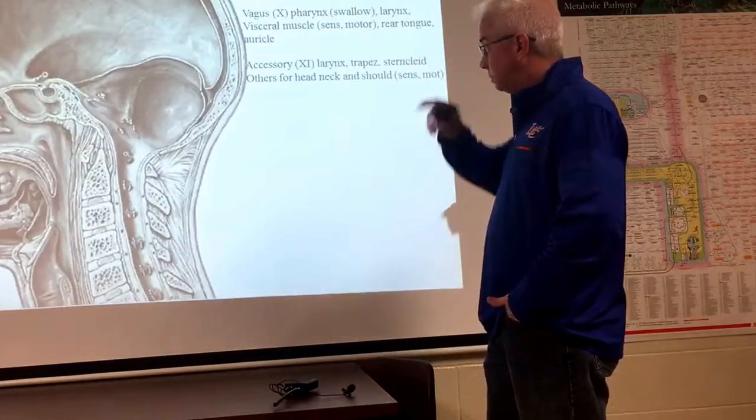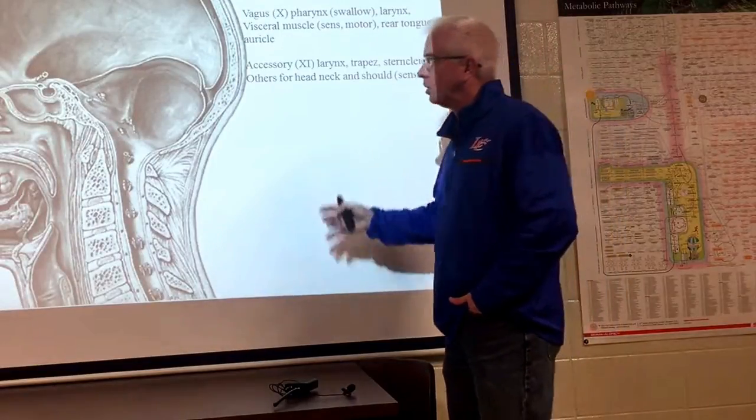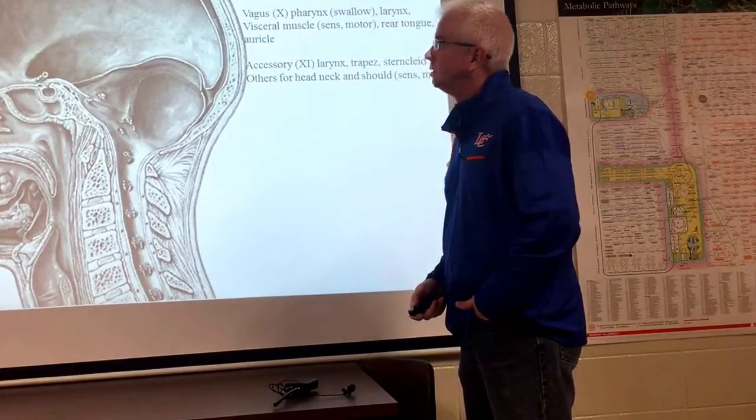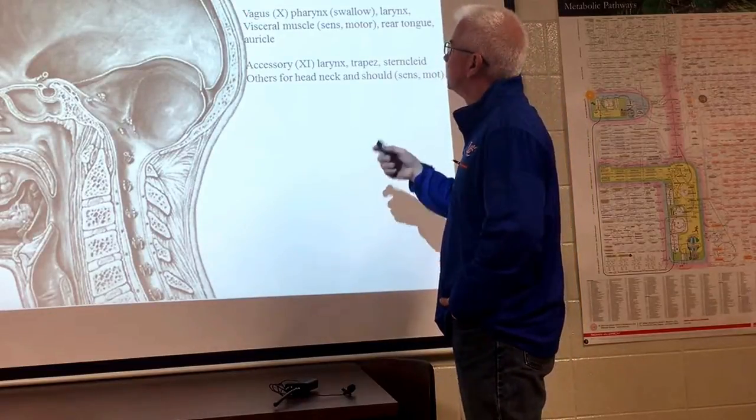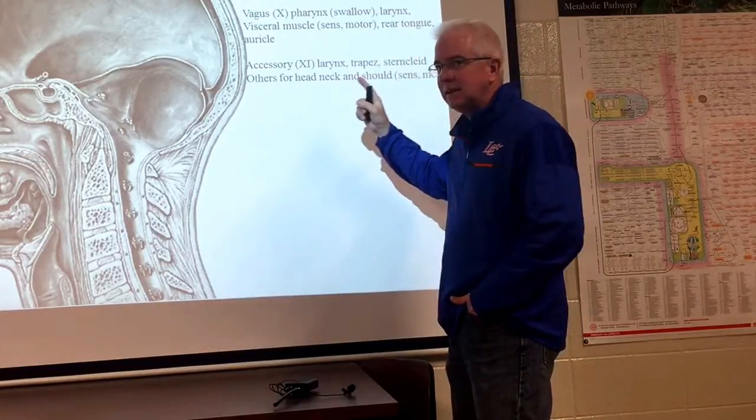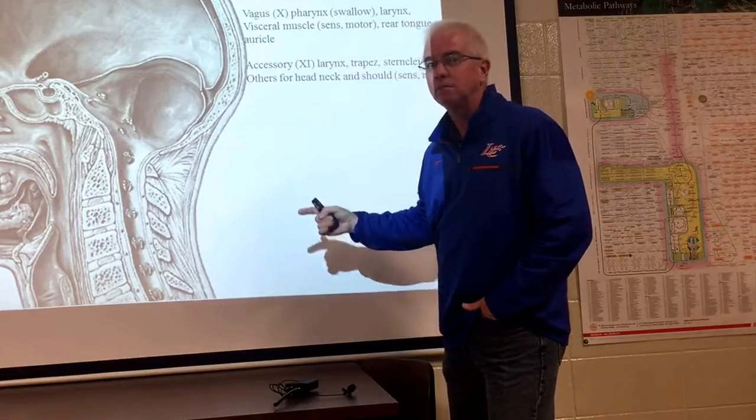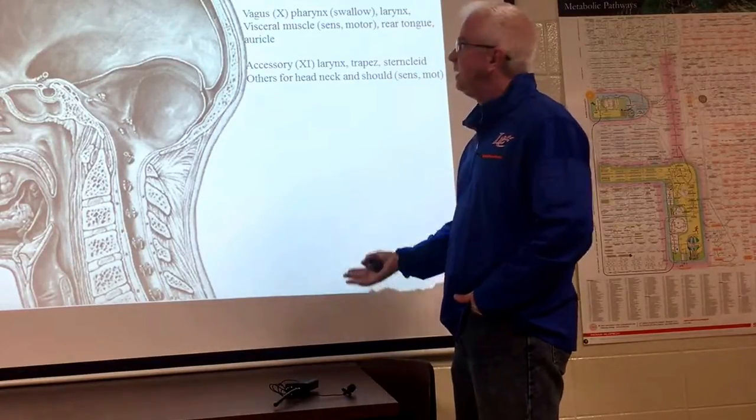So you can see on this picture some other nerves that we're going to talk about in detail as the class moves forward. The jugular foramen is also the opening through which cranial nerves 9, 10, and 11 pass. So we have lots to say about each of these.